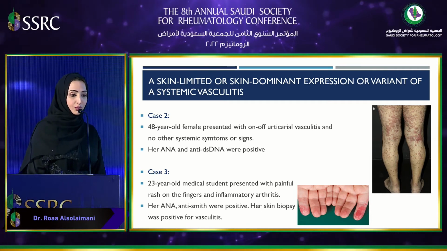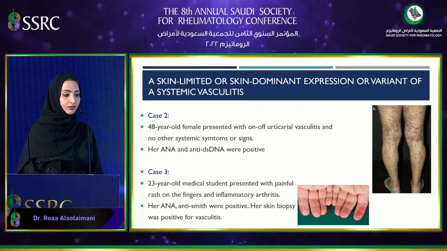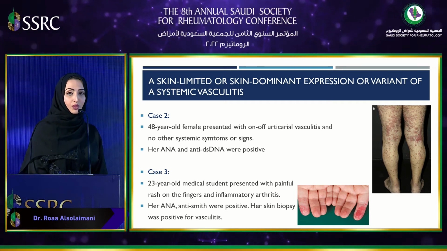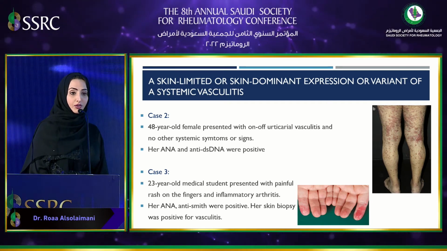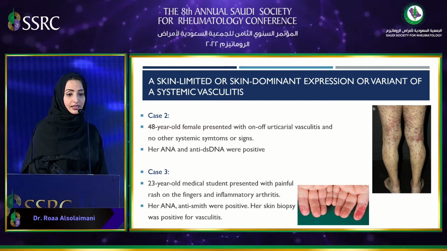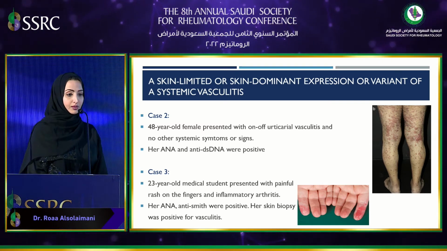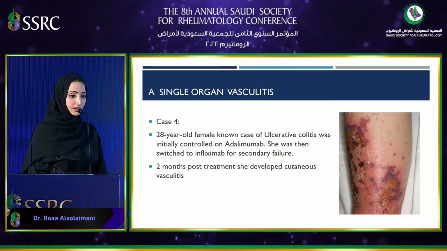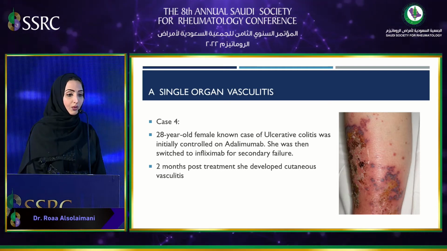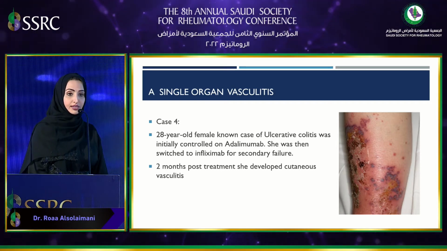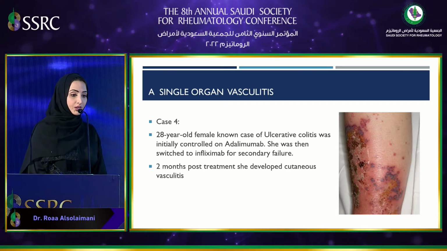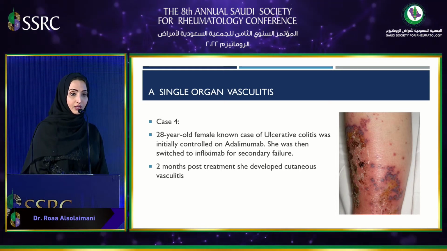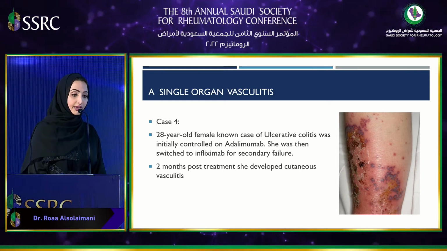The third case is a 23-year-old medical student presenting with painful rash on her fingers and inflammatory arthritis. Her ANA and anti-Smith were positive. Her skin biopsy was positive for vasculitis. So this patient has a skin-dominant expression of lupus. The last case is a 20-year-old female, known case of ulcerative colitis, initially controlled on adalimumab, however, switched by her gastroenterologist to infliximab for secondary failure. Two months later, she developed this cutaneous lesion. So this patient has single organ vasculitis limited to the skin, likely secondary to anti-TNF.